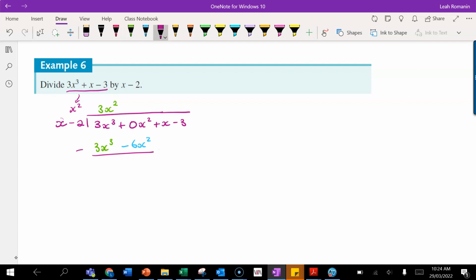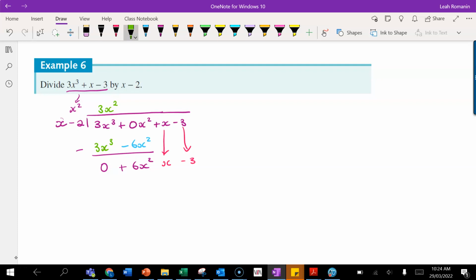Okay, now you'll see here the reason that we write the x squared is because I need a like term to match it with when I'm going through my subtraction process. So 3x cubed minus 3x cubed, that's going to cancel out to 0. Perfect. 0x squared minus negative 6x squared, these two negatives are going to turn to a positive, so I'm going to end up with 6x squared. And again, you can bring down the x and minus 3 if you want to.